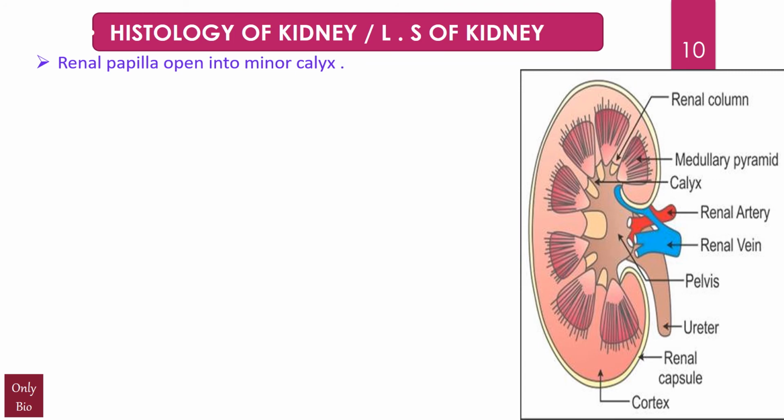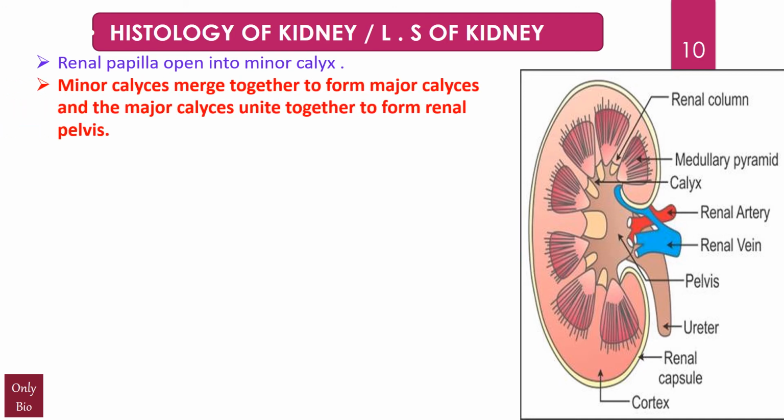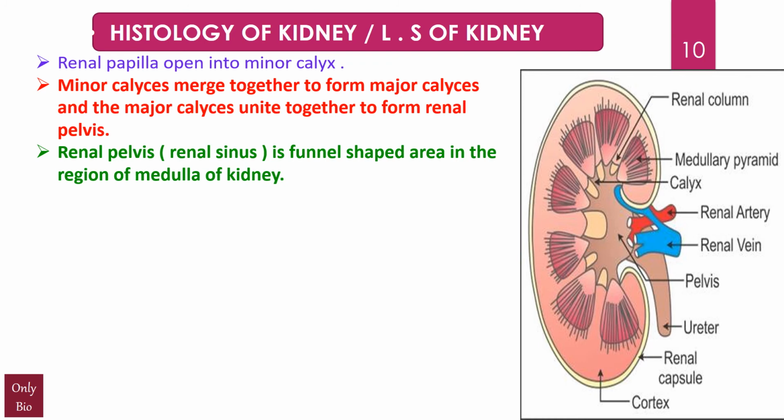The renal papilla opens into the minor calyx. That's nothing but a very small space. Minor calyces merge together to form major calyces, and the major calyces unite together to form the renal pelvis. Renal pelvis, which is also at times called the renal sinus, is the funnel-shaped area in the region of the medulla of the kidney. Do watch the diagram, the picture, so that you understand what exactly is the renal pelvis.